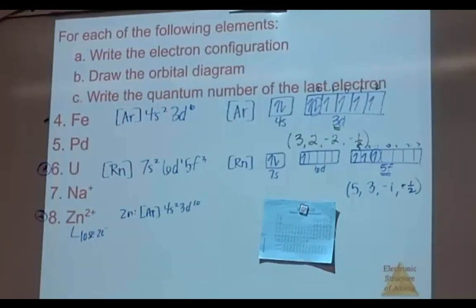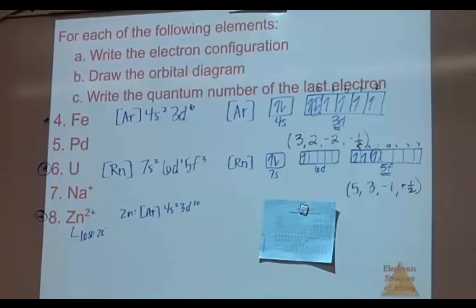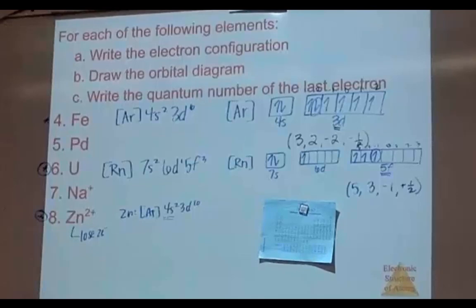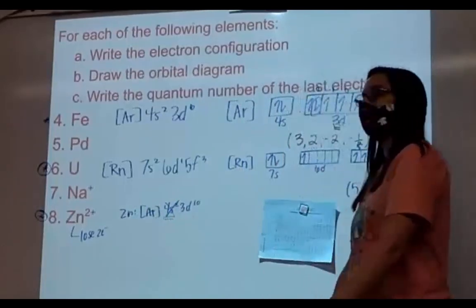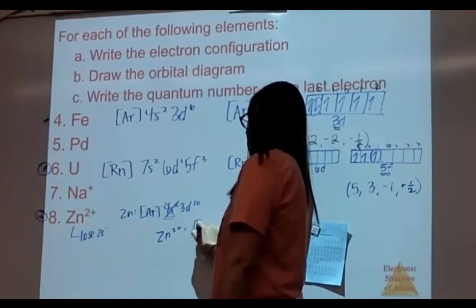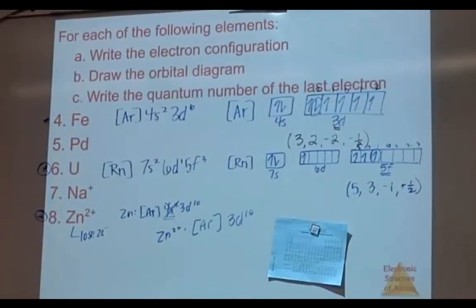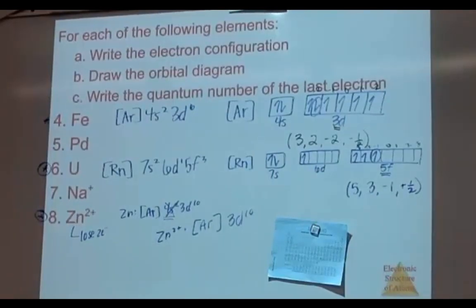When an atom loses electrons, they have to come out of the highest value of n. In this case, my highest value of n is n equals 4. So you have to remove the electrons from the 4s first, then you can start pulling them out of the 3d. So if it loses 2 electrons, it's going to lose both of those, which means the configuration for Zn2+ is going to be argon 3d10. Now what if this was Zn3+? Well, then you'd remove 2 from the 4s and then 1 from the 3d. Okay, so I just wanted to look at the specific configuration.